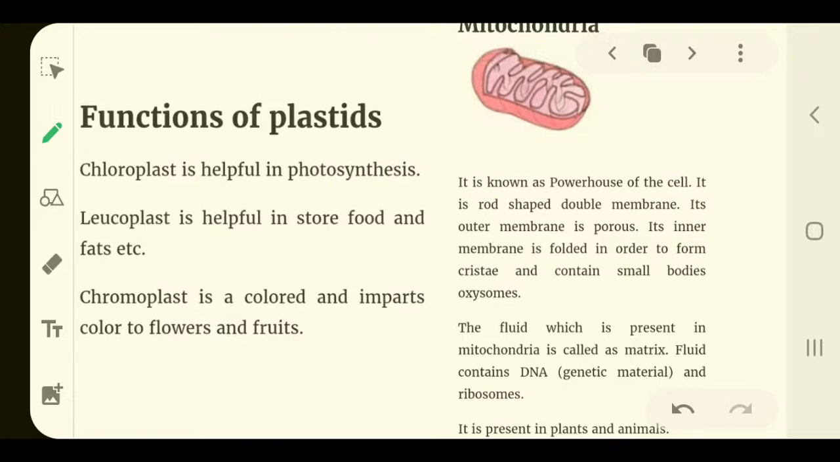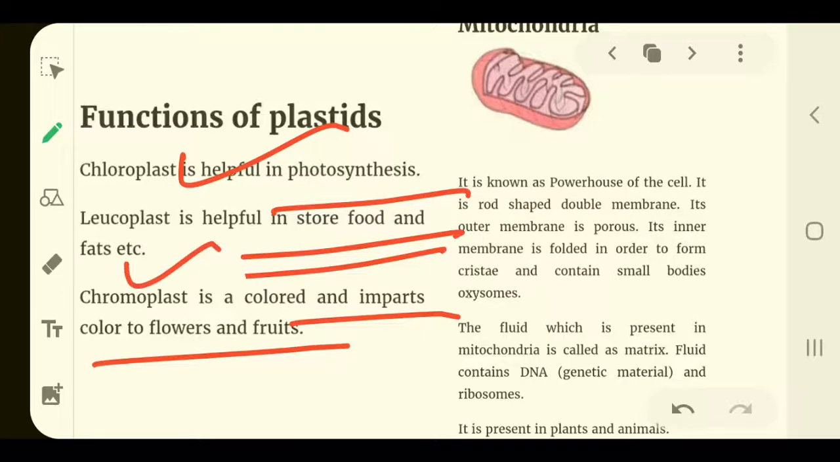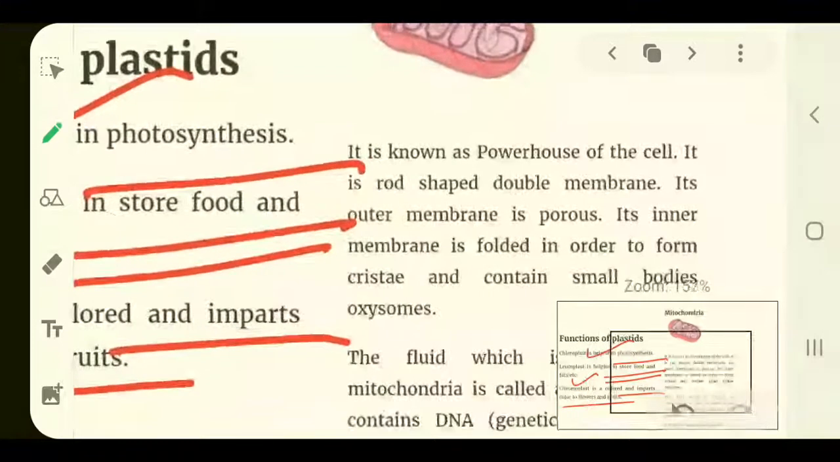These are some functions of plastids, write it down. Number one, as I've told you, chloroplast is helpful in photosynthesis, while the leucoplast stores food, while the chromoplast, the other pigment of plastid, is highly colored and imparts color to flowers. You can see many colorful flowers in and around you. The color in flowers is due to chromoplasts. So write down these terms for your future reference.